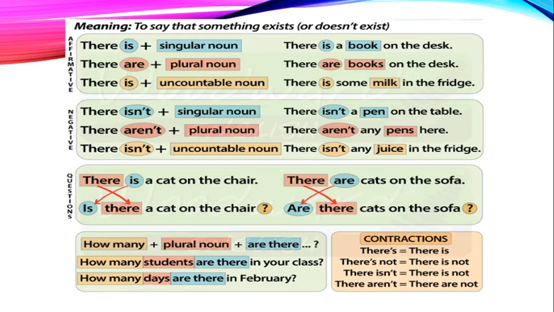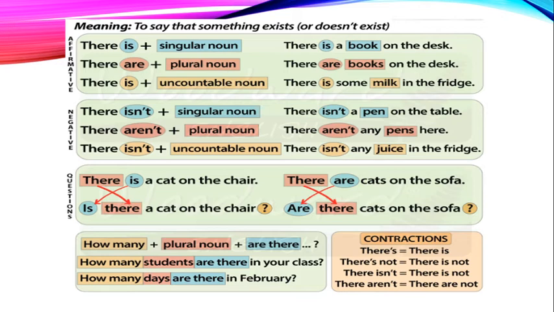We use are with plural nouns. For example, books. It is not just one book, two or more. When we talk about two or more, we use there are. There are books on the desk.